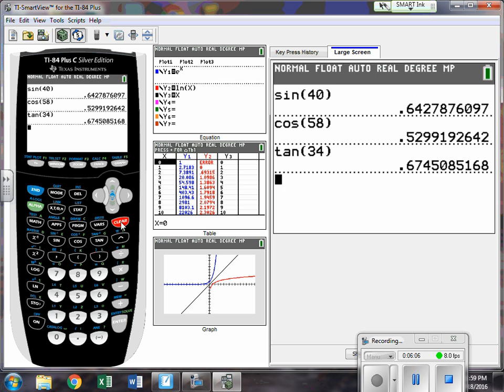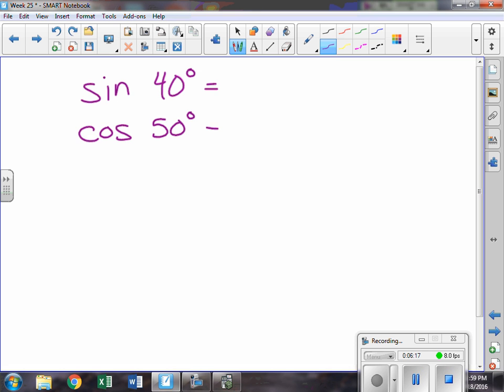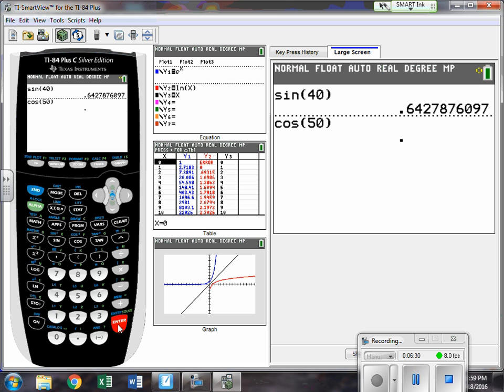Using the calculator now, I'd like you to check on two things. Type in the sine of 40 degrees. Type in the cosine of 50 degrees. Let's compare them and see what we get. Sine of 40, cosine of 50. And we're noting we got the same thing. Why did we get the same thing?